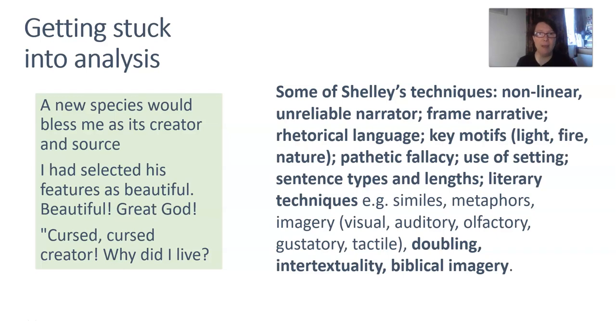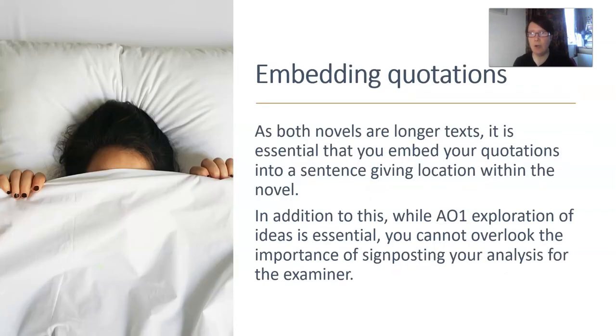All right, very similar techniques used by Mary Shelley in Frankenstein. We've got, again, the unreliable narrator, the non-linear narrative structure, lots and lots of motifs, the use of setting, sentence types, again, this idea of doubling and intertextuality and biblical imagery. So it's super important that we have absolute clarity about the techniques that we can talk about that are used.